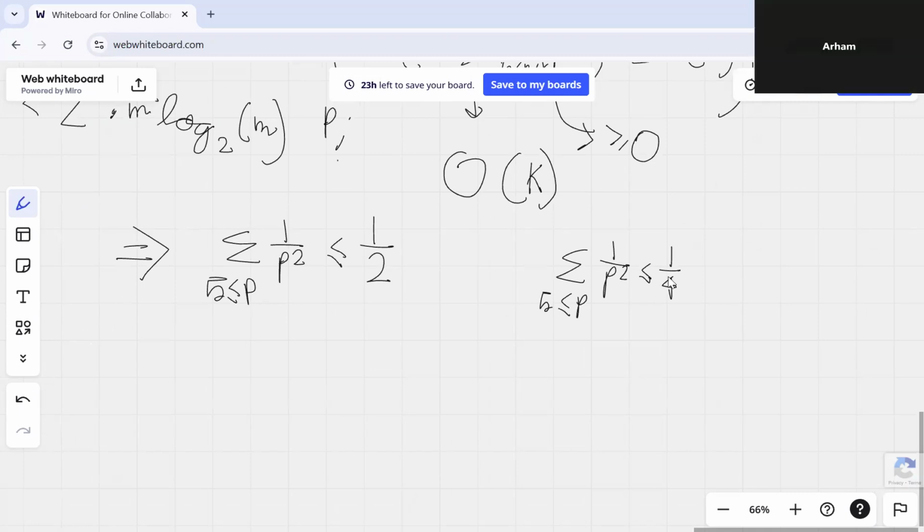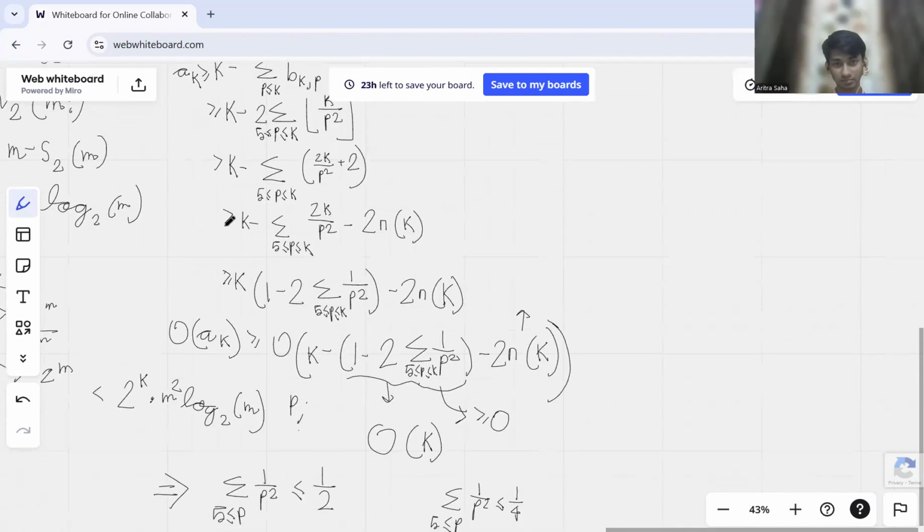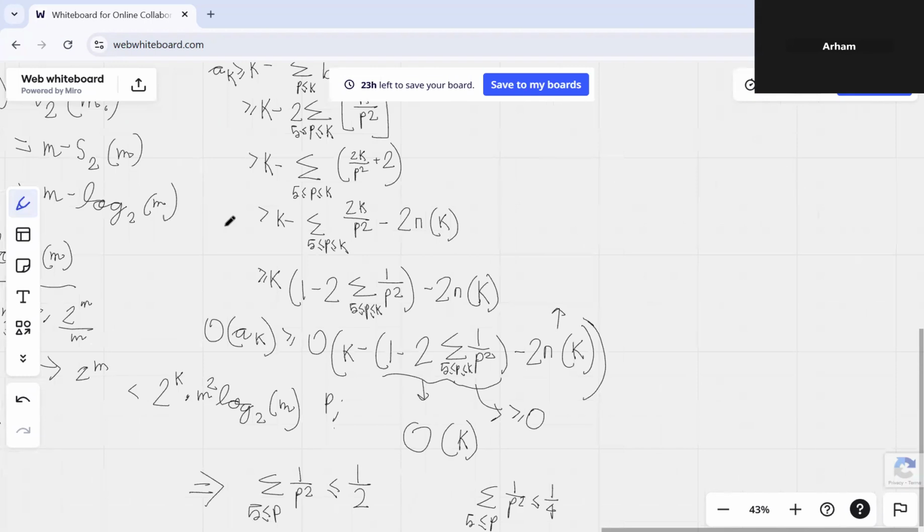Can you scroll up a bit? Yeah. Like 1 minus 2 times the summation of 1 by p square is bounded. We have to prove it is positive, basically. If this thing is positive, then we are done. Why do we care if it's positive? Otherwise, O of AK is greater than or equal to some negative thing, and it can be a constant, right? We want to prove that it is positive. Otherwise, we are not done.